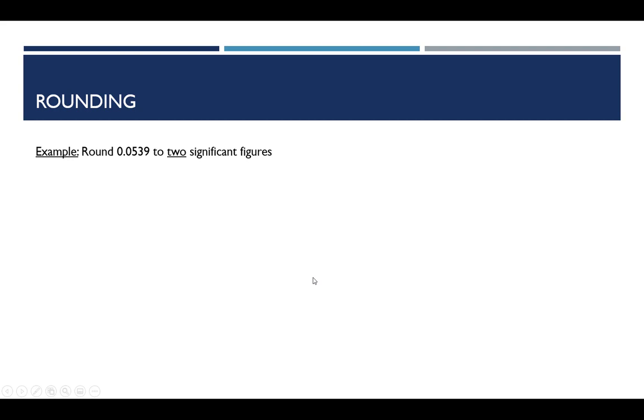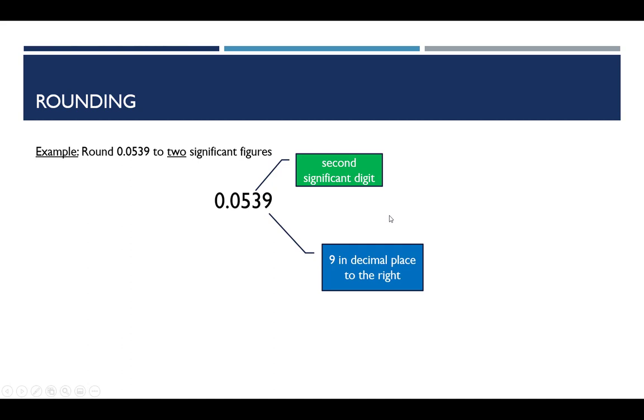Let's use an example. Let's say we want to round this number, 539 10,000ths, to 2 significant figures. So I count the first 2 digits which are significant. So that 0 is a leading 0. I don't start there, and I don't start here. I start here. So 1, 2. So the 3 is the second significant digit. I want 2. So I look at the digit to the right. It's a 9. That tells me I need to round the 3 up to a 4.